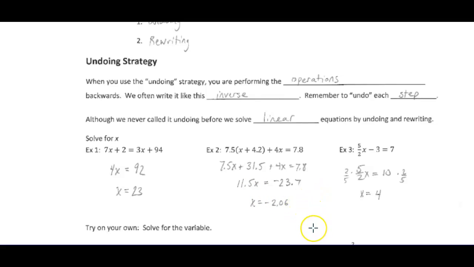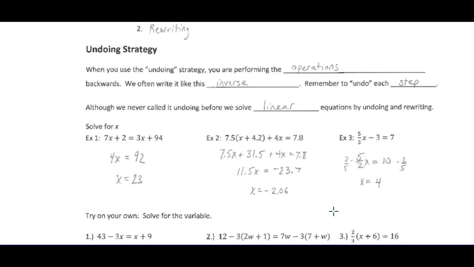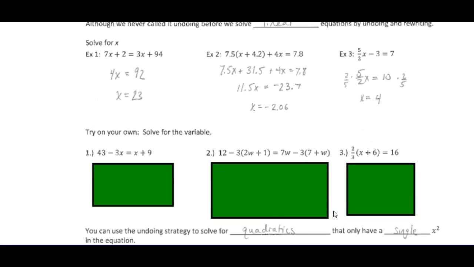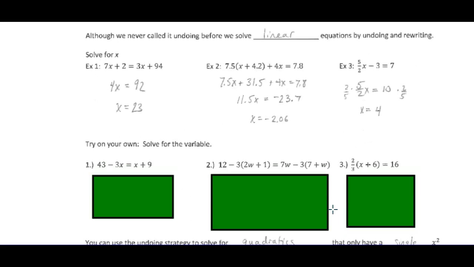Example 3, we have a scenario where we can undo first, right? So if we undo with plus 3, we end up with 10. And then also undoing the fraction. So the reciprocal of the fraction is 2/5. Multiplying 10 by 2/5 gives us 4. So linear equations all came with combinations. For these next three, if you want to pause the video and try them, and then we'll come back and you can take a look at how you did.